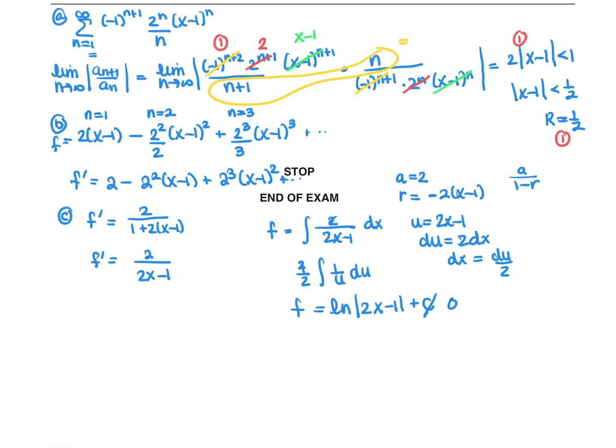So the general term then would have been 2 to the n over n, x minus 1 to the n, and then when we take our derivative, we'd have 2 to the n, x minus 1 to the n minus 1. And then part C is worth 3 points. 1 for finding f prime, the sum of that. The second point from integrating, and the third point for finding c.